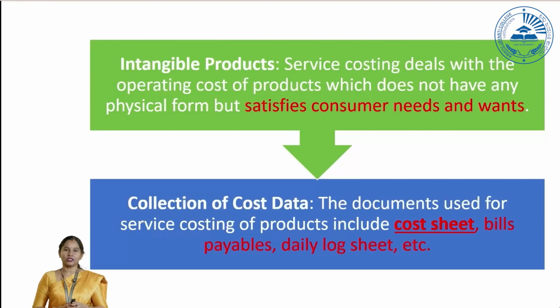The second feature is collection of cost data. The documents used for service costing include the cost sheet, bills payable, daily log sheet, and much more. If you take the transport industry, the drivers will have a daily log sheet. In a hospital, a cost sheet will be maintained. If it is an education institution, they will need to maintain bills payable. So these are the collection of cost data.